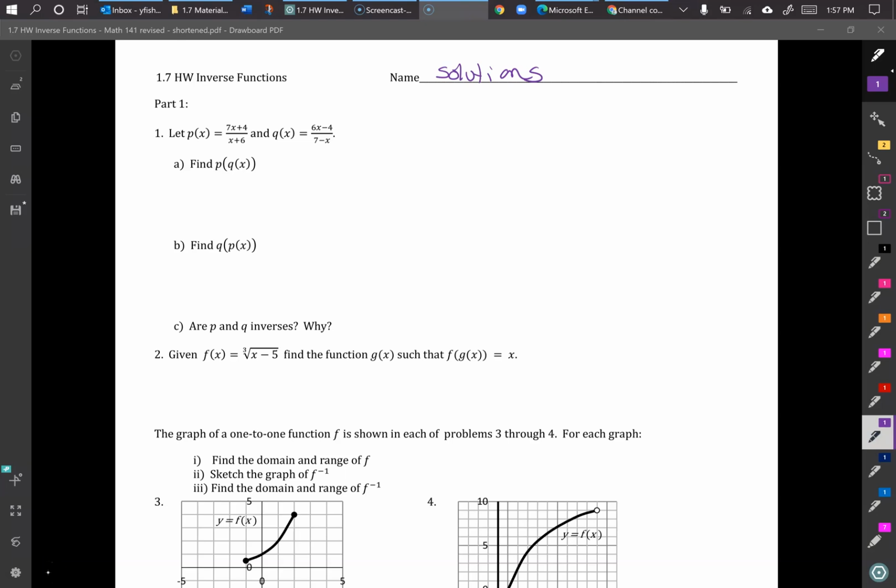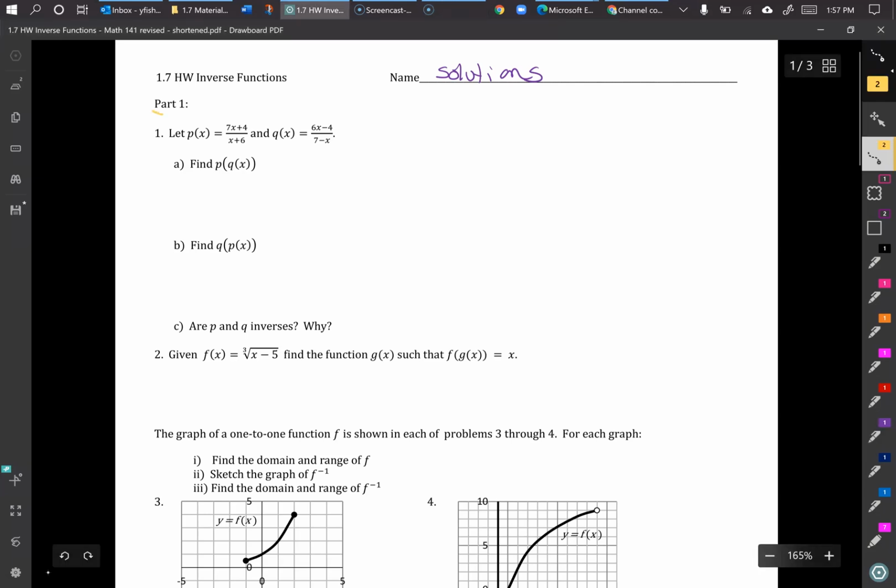This video is on 1.7 homework, and I'm just going to touch on a few things that I've had questions about, but also some specific problems that I'll do in full. So for part 1 on inverse functions, the question asks, let p of x equal (7x + 4) over (x + 6), and q of x equal (6x - 4) over (7 - x). So then you're asked to find p of q of x.